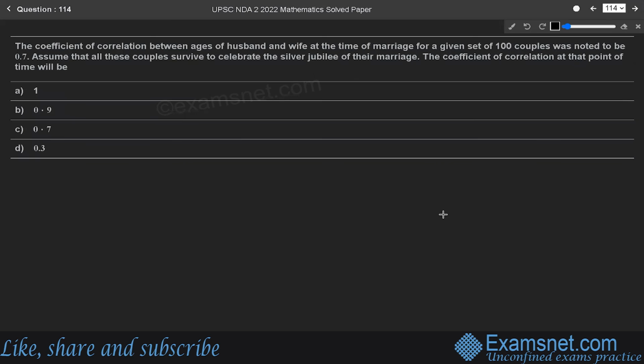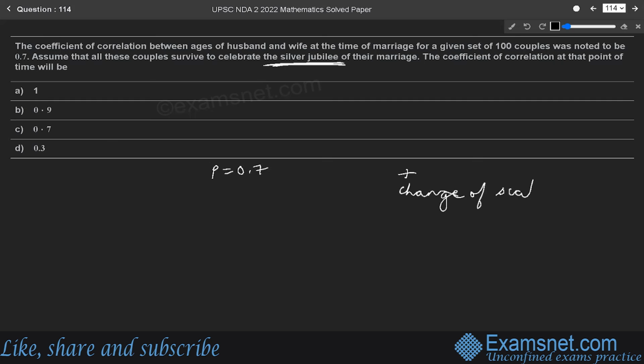Next question is, the coefficient of correlation between ages of husband and wife at the time of marriage for a given set of 100 couples was noted to be 0.7. The correlation is given 0.7. Assume that all these couples survive to celebrate the silver jubilee. Silver jubilee means again something will be added, and when something will be added, there will be a change of scale.